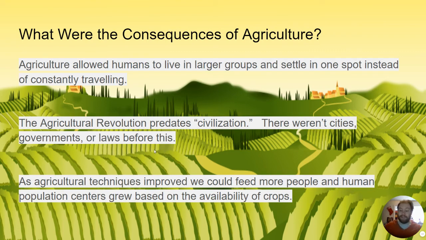And so as agricultural techniques have improved, we could feed more people, and the human population centers that were in the center of these agricultural areas have been able to grow. And now we have cities that are very large, right? Like New York City has several million people in it. That's all because of this ability for us to now grow our own food.